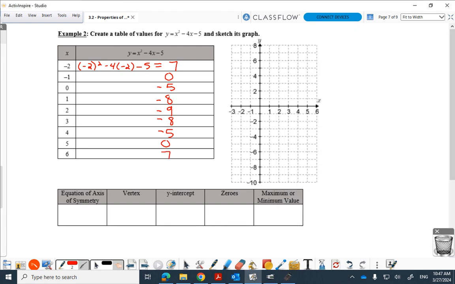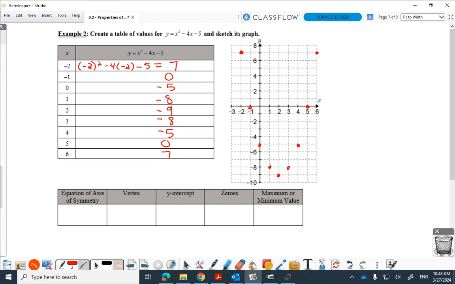Now graph all those points to see the parabola. So -2, 7. Got it? -1, 0. 0, -5. 1, -8. 2, -9. 3, -8. 4, -5. 5, 0. And 6, 7. Beautiful. Got the whole parabola.